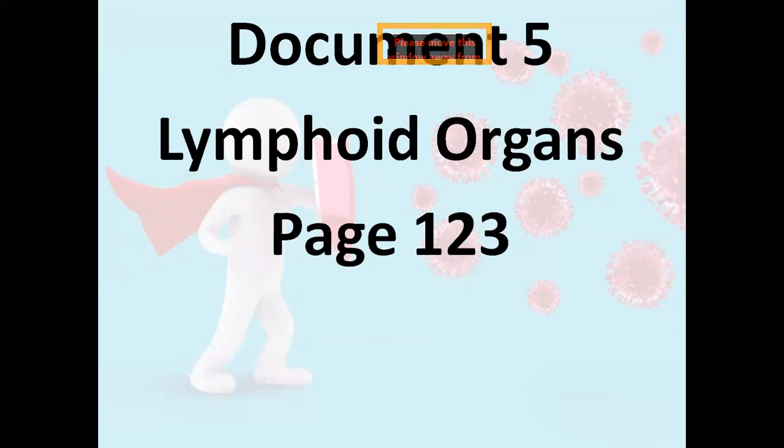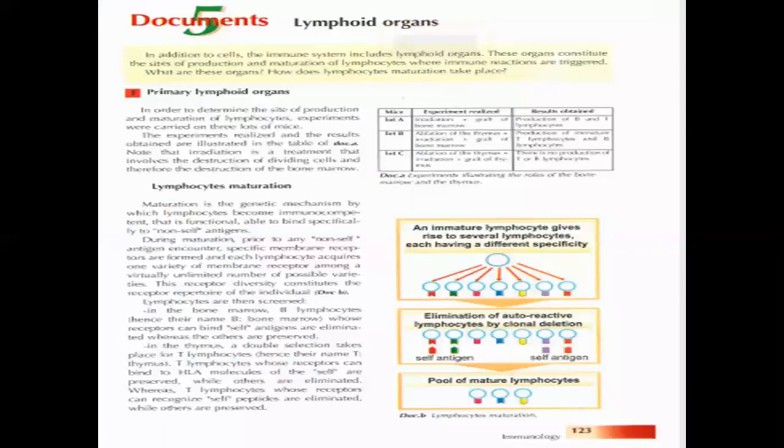Okay? Moving now to document 5. Lymphoid organs, page 123. Lymphoid organs: in addition to the cells, the immune system includes organs. These organs are the sites of production and maturation of the lymphocytes, and where the reaction will be triggered. What are these lymphoid organs? We have the primary and the secondary. Primary lymphoid organs, we already talked about them in the introduction: the bone marrow and the thymus.